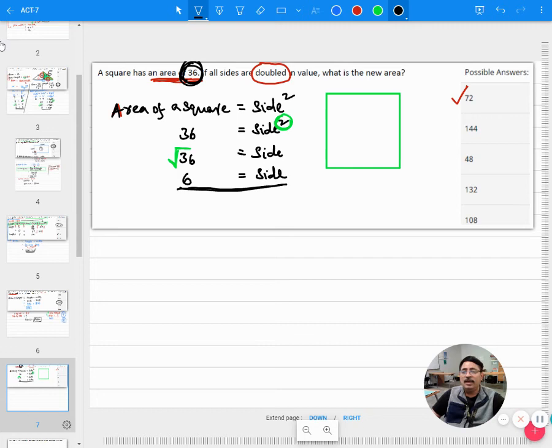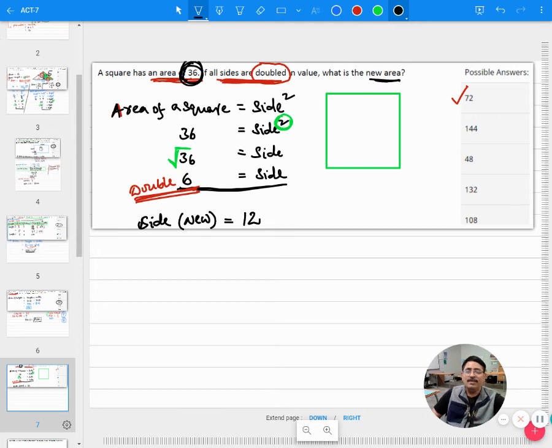Now, here, if the sides are doubled, that means if you double this side, what do you get? Double means 2 times. 2 times 6 gives us the side of a new square, which is going to be 12.